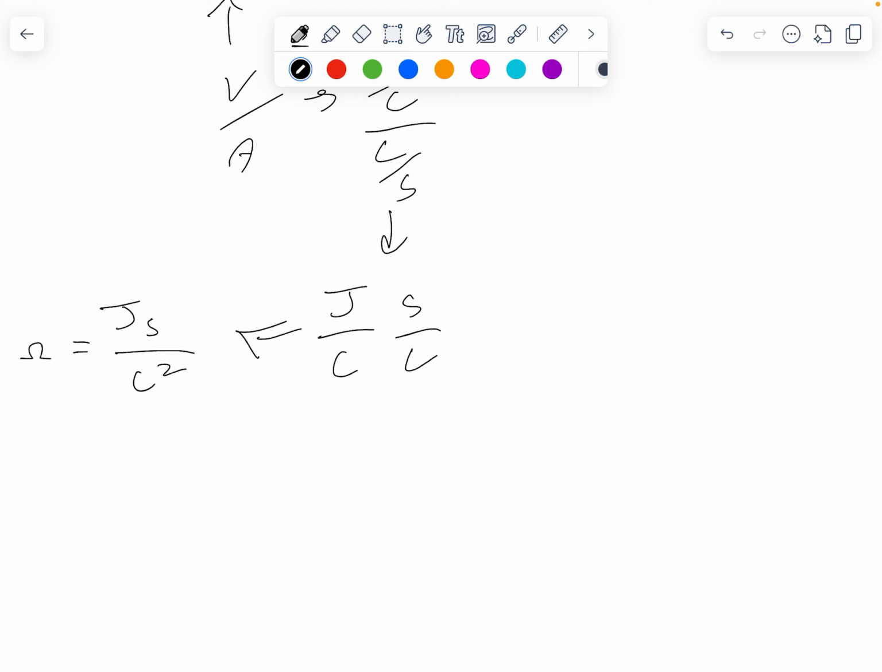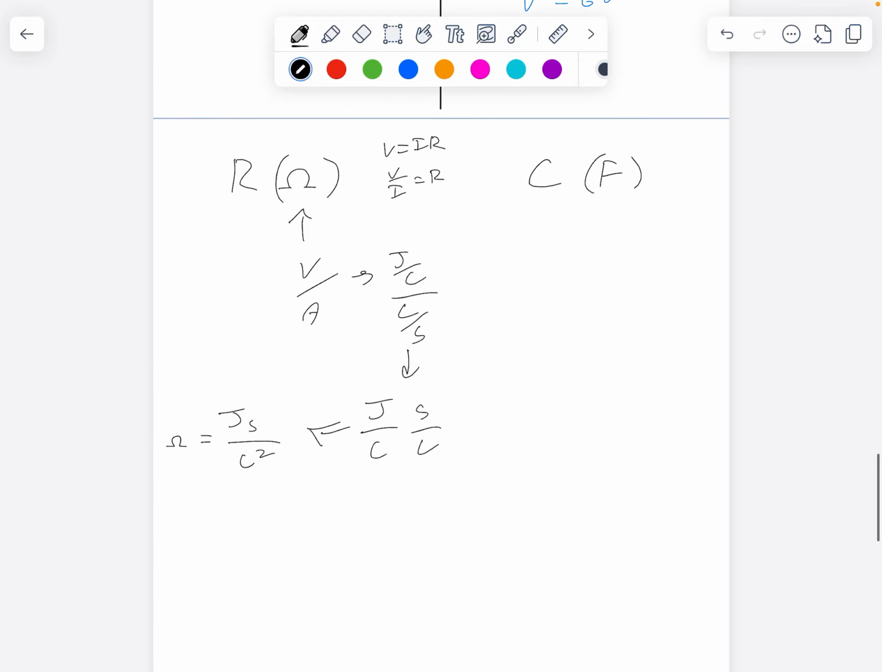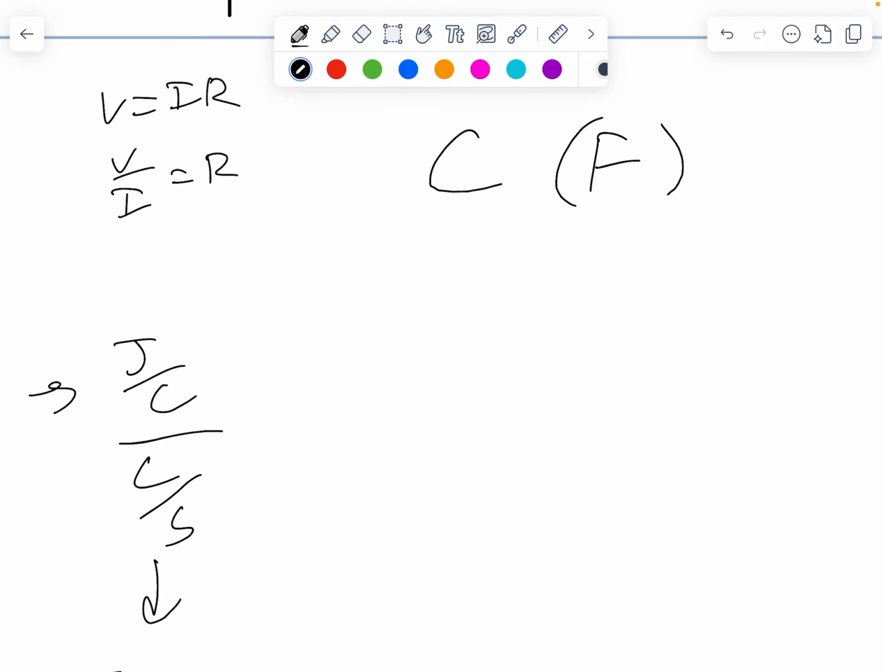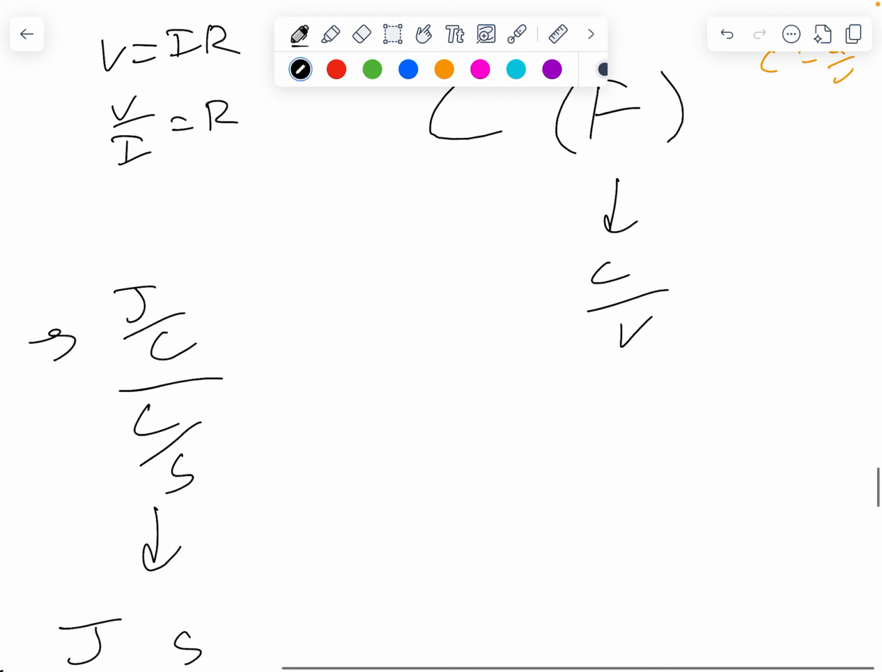I could actually take this farther if I needed to, because joules is newtons times meters, and newtons, that's far enough. What about this farad thing? Capacitance is just charge per voltage, so we can break this one down too. The unit of charge is coulomb and the unit of voltage is volt. So a farad is a coulomb per volt. Coulomb is fundamental, I can't take that any farther.